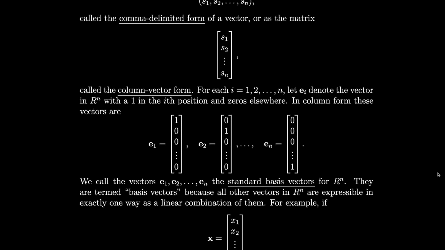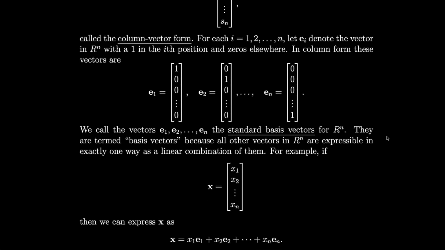They are termed basis vectors because all other vectors in Rn are expressible in exactly one way as a linear combination of them. For example, if x is the vector given by x1 through xn, then we can express x as x1 times e1 plus x2 times e2 and so on through xn times en.